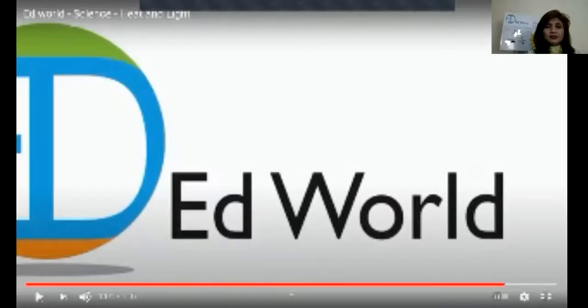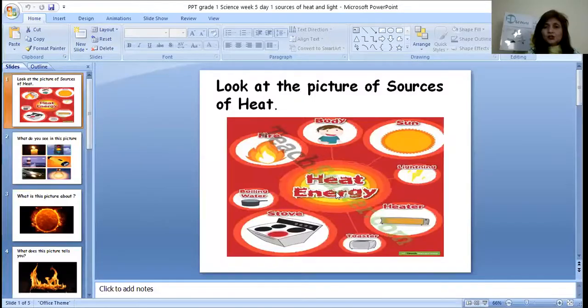Now, these are the sources of heat. Some of the sources are the same for heat and they are the same for light as well. Okay? Now, let's move on.